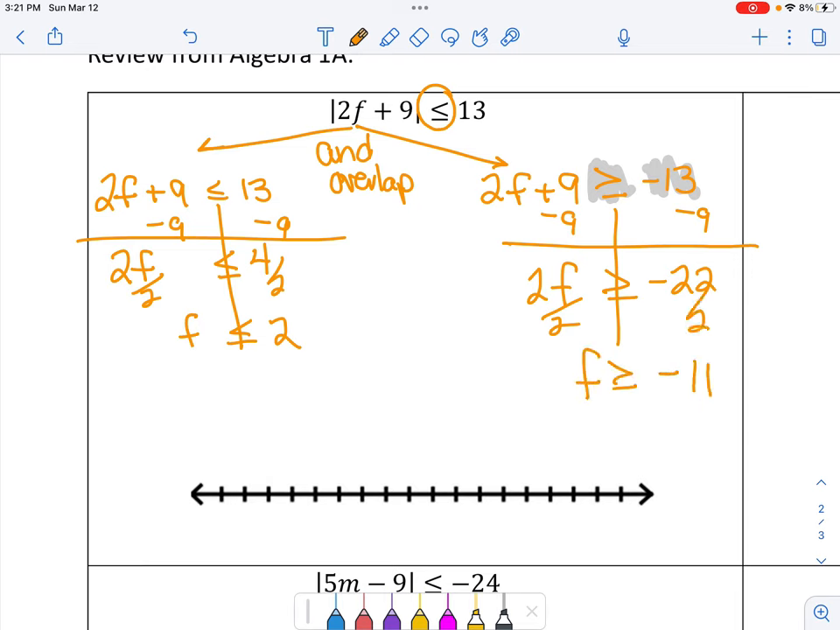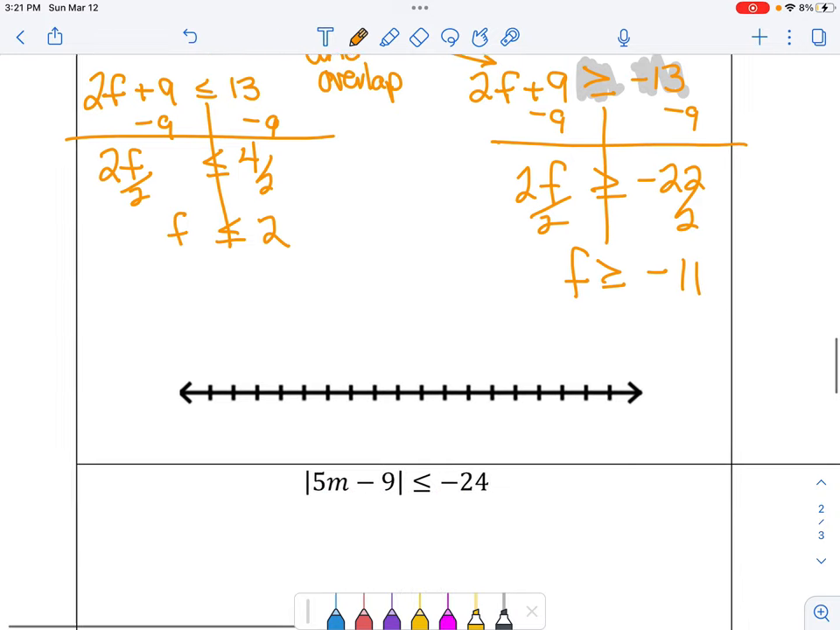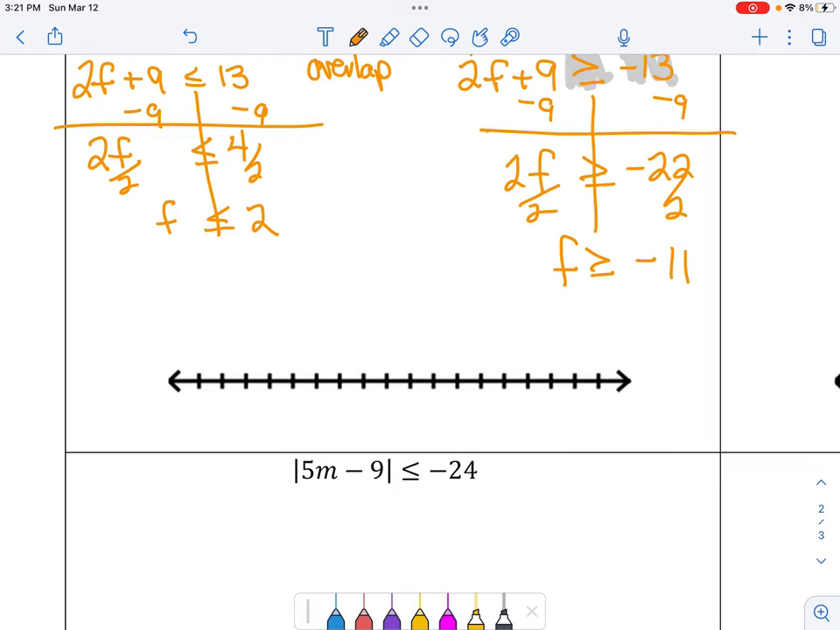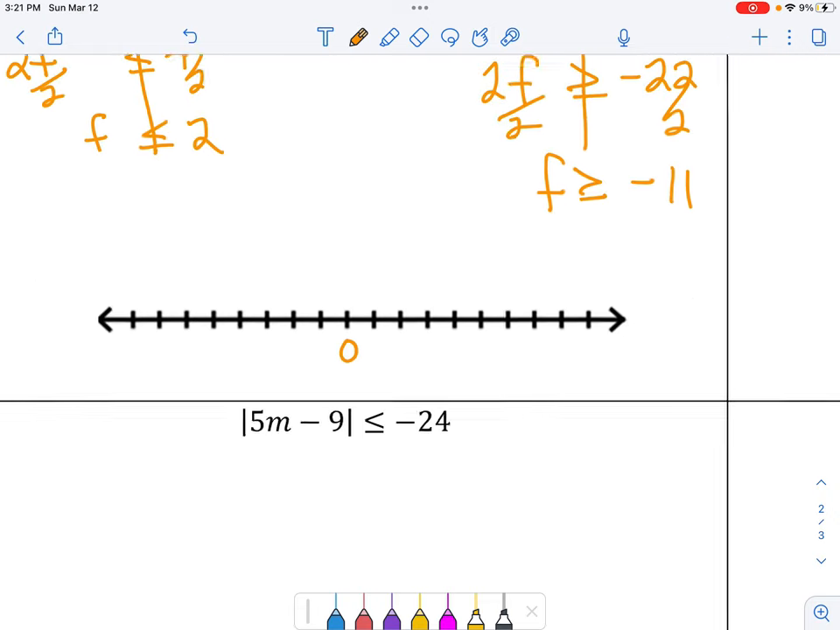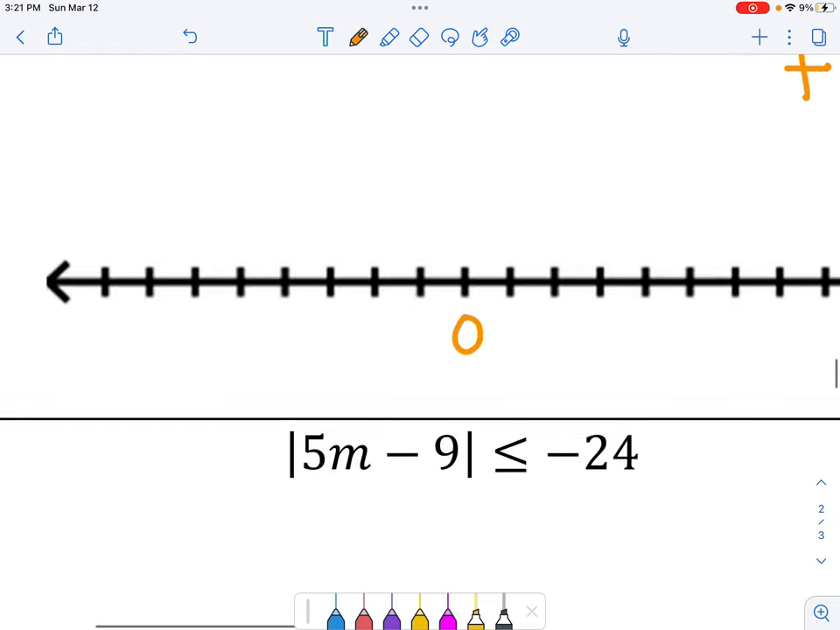You're not flipping this sign here because you're not dividing by a negative. I know a lot of kids get stuck. They're like, but my answer is negative. That's okay. You're not dividing by a negative. All right, so let's see. I'll put 0 right here. I need to get to negative 11, and I need to get to positive 2. I'm just going to count by 2s. So 2, 4, 6, 8.